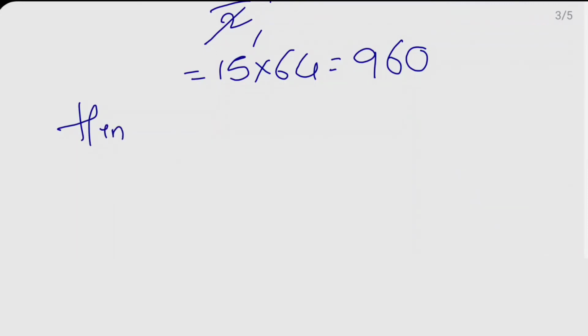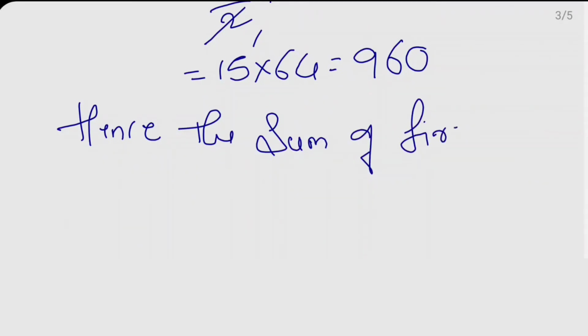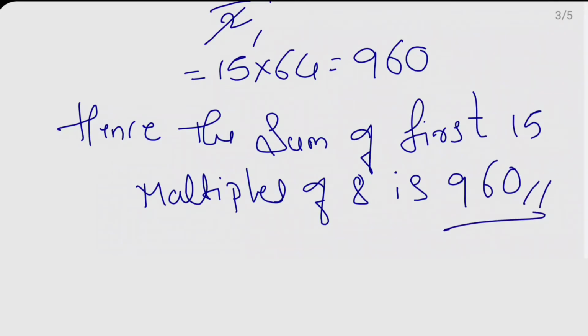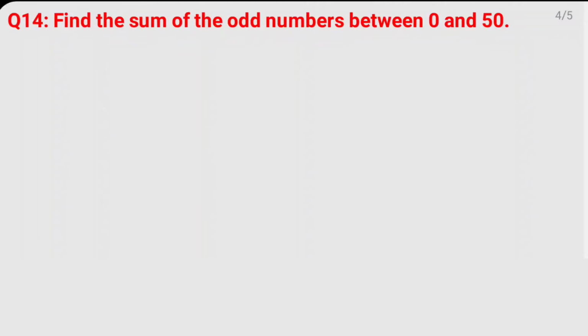Hence, the sum of first 15 multiples of 8 is 960. Is it clear? Well students, look at the next question.